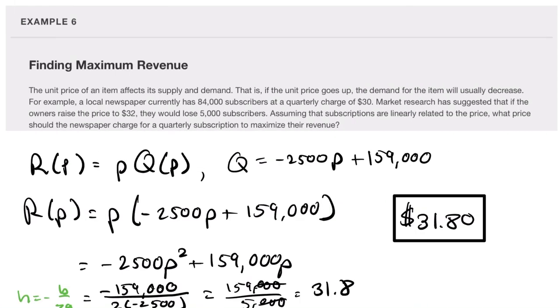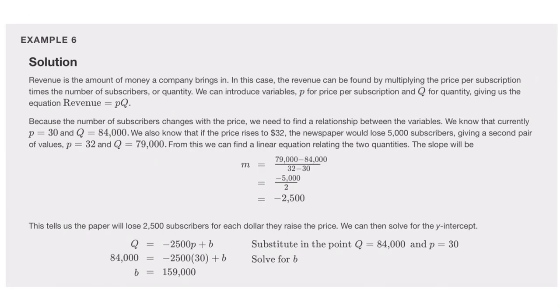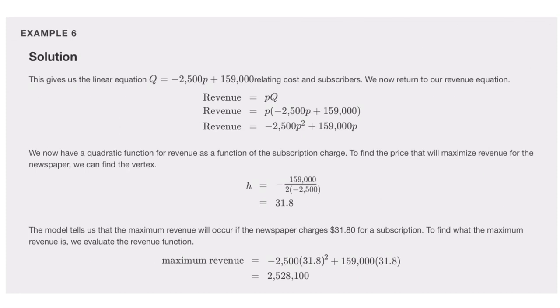Once we have the number of subscribers based on the price, then the revenue based on the price is going to be P times Q. Then we got our quadratic function. Once we had our quadratic and it was opening downward, that means we have a maximum value. Then we use the vertex formula, and we got that it's going to be maximized when the price is $31.80. That one was interesting. That one actually made me think. 31.80, and we got it there.